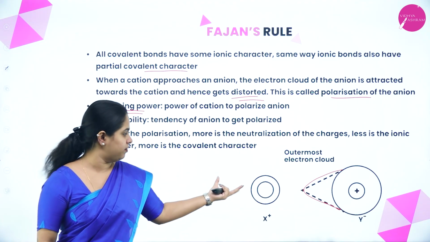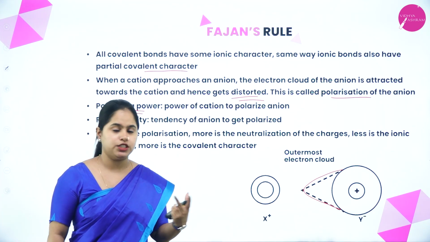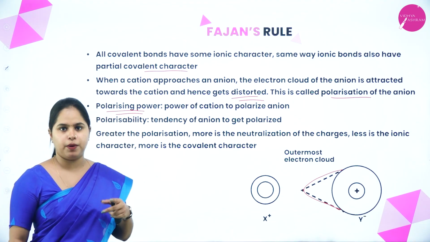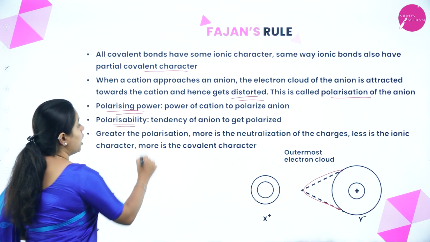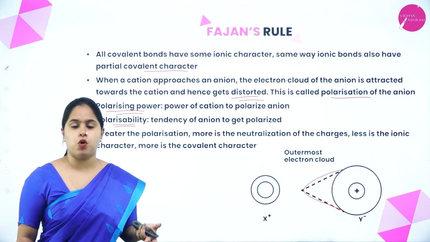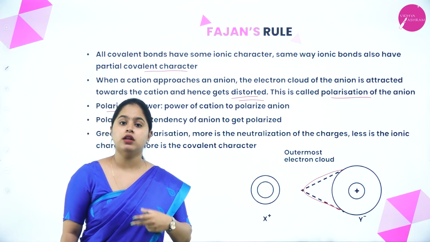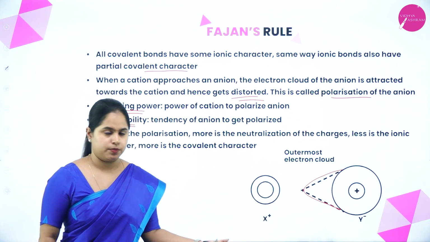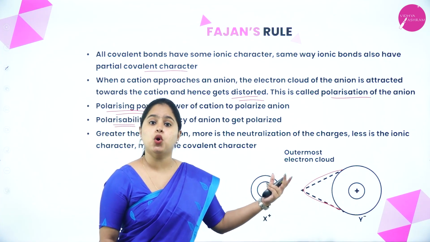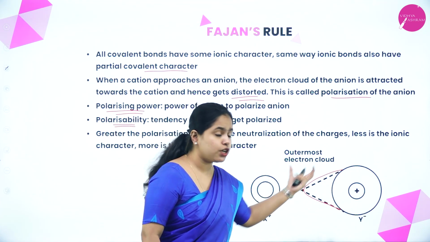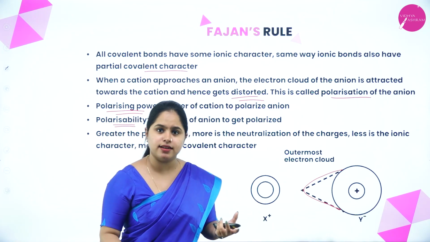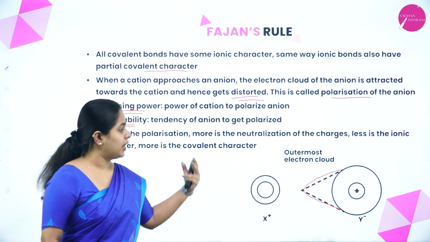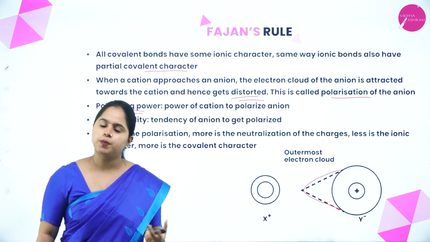So the polarizing power will be with the cation, right? The power with which the cation is able to distort the anion is called polarizing power. And now one more term is there. What is it? Polarizability. Now what is polarizability? It is the tendency of the anion to get polarized. So the cation has polarizing power. Now what does the anion have? That is polarizability. The extent to which the anion is getting distorted is called polarizability. And this whole process that is happening is called polarization.